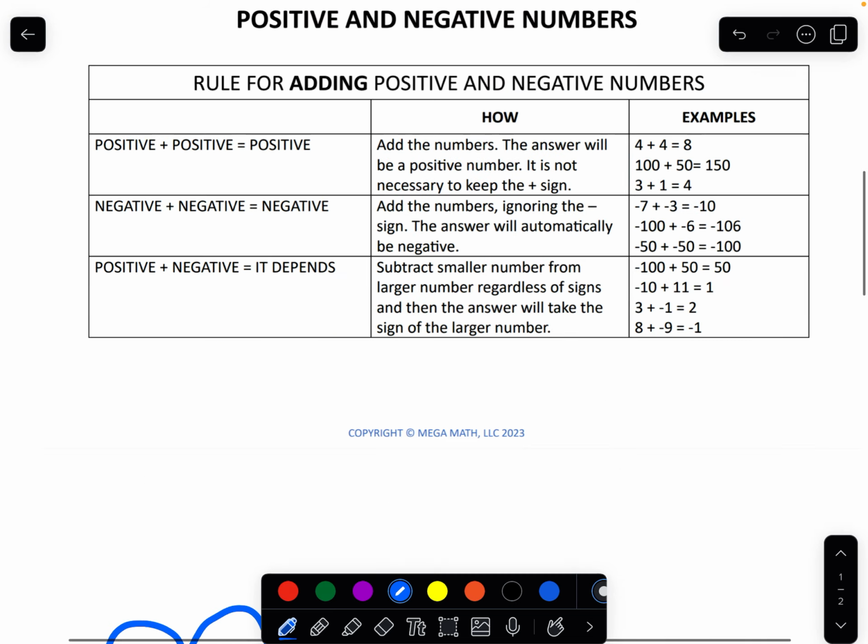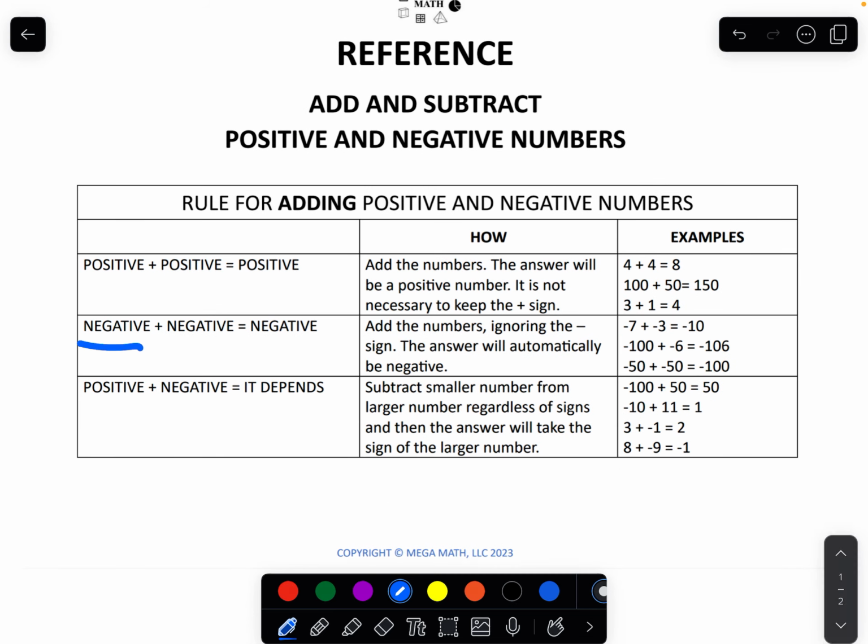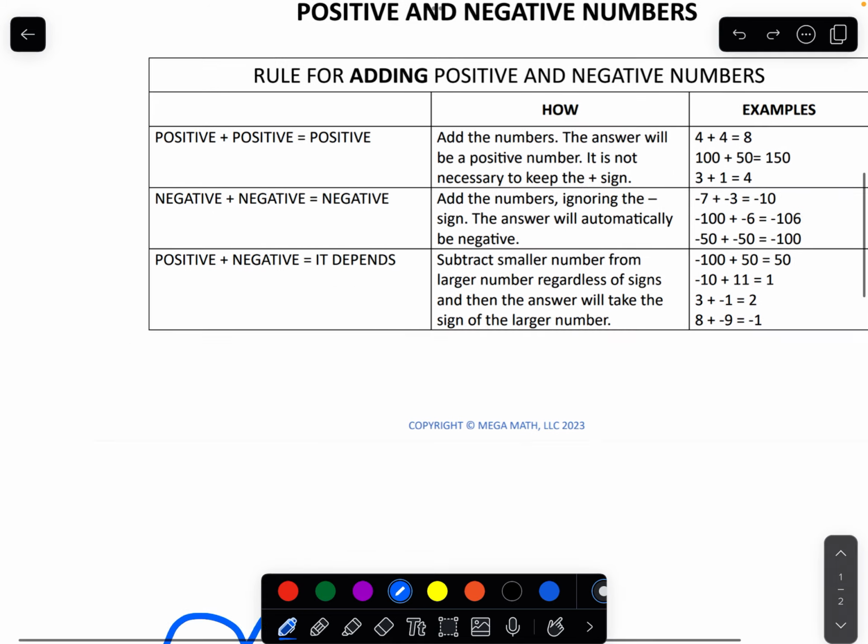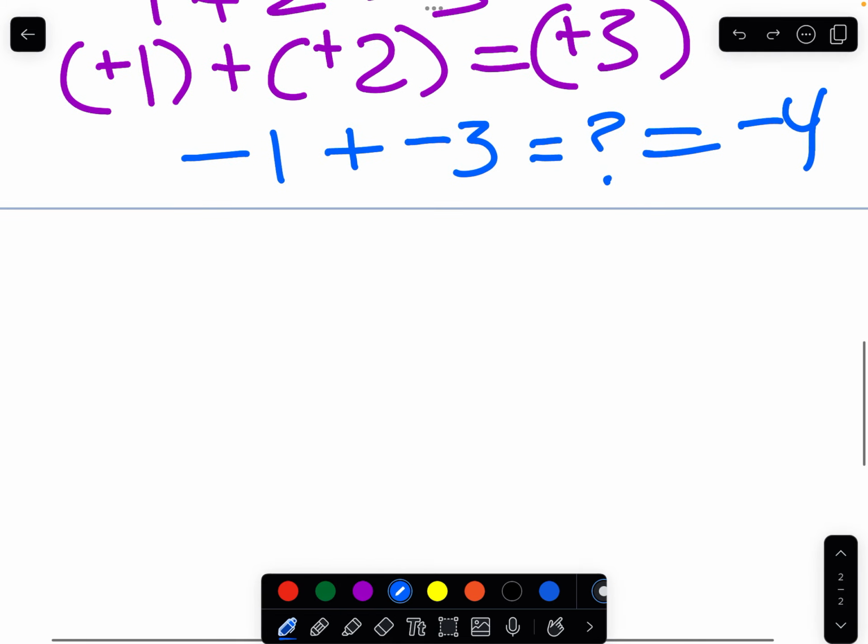And if you look back at the rule, a negative plus a negative always equals a negative. As an example, negative 7 plus negative 3 equals negative 10. Negative 100 plus negative 6 equals negative 106. Now what you're going to notice is basically one way you can do it is just add the whole numbers, and then throw in that negative sign. So, as examples, negative plus negative equals negative.